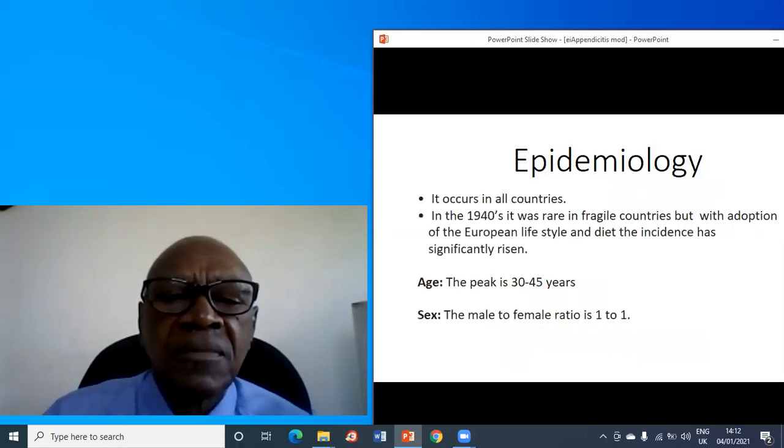Epidemiology. It occurs in all countries. In the 1940s, it was rare in developing countries, but with adoption of the European lifestyle and diet, incidence has significantly risen. Age: the peak is around 30 to 45 years. Sex: the male to female ratio is 1:1.